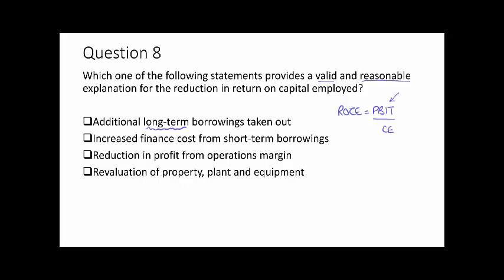is revaluation of property, plant and equipment. And yes, as part of our capital employed, we are going to include all of our equity accounts, including that revaluation reserve. And so that does mean we have a greater figure here, which would cause a decrease in our return on capital employed. So in this case, the correct answer, the most reasonable explanation, would be the revaluation of property, plant and equipment.